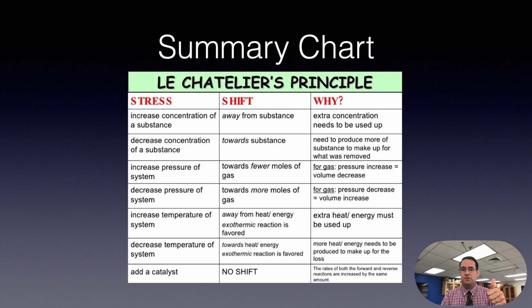If you increase the concentration, it shifts away from the increase. If you decrease the concentration, it's going to shift towards the decrease. If you increase the pressure, it's going to shift towards the low pressure side. And if you decrease the pressure, it's going to shift to the high pressure side. If you increase the temperature, shift away from the heat. If you decrease the temperature, shift towards the heat. I didn't talk about a catalyst, but a catalyst is like an inert substance. It's not part of the balanced overall chemical equation, so there's no shift. So that in a nutshell is Le Chatelier's principle.